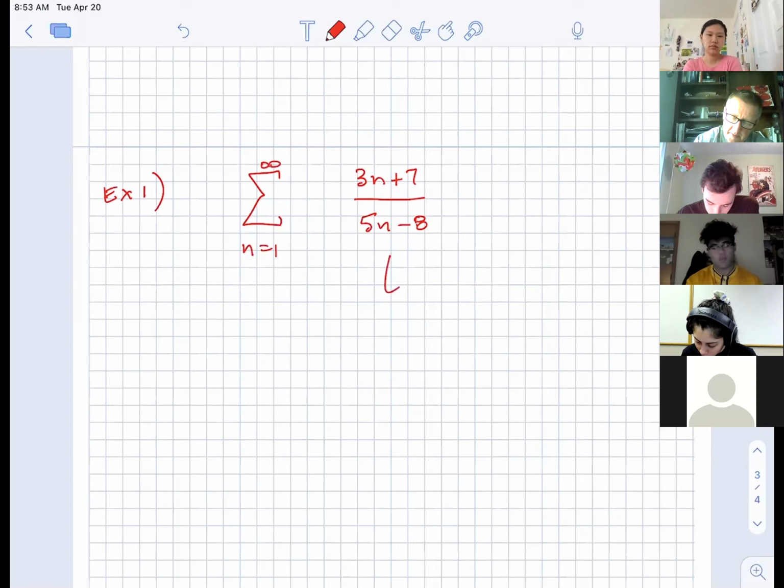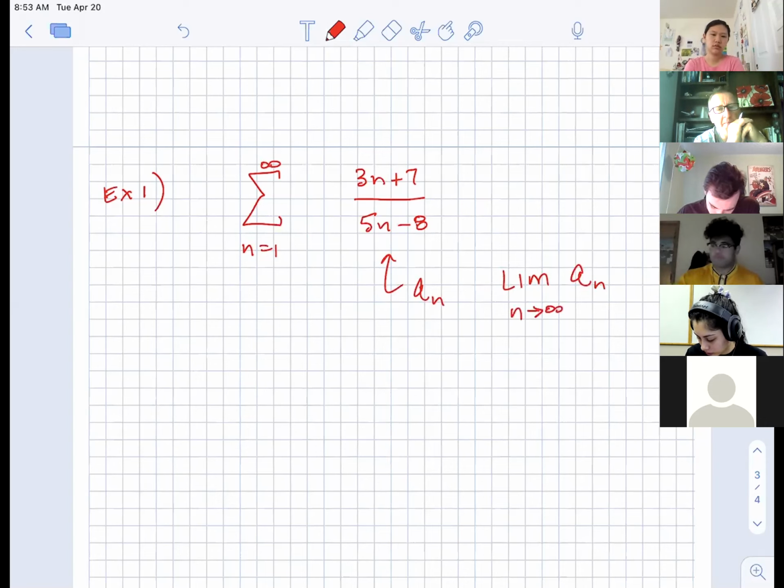So we collectively said this is our a_n. I'll write this one correctly this time. What is the limit of a_n as n goes to infinity? What do these terms become when you're way out there, when n is 50,000?